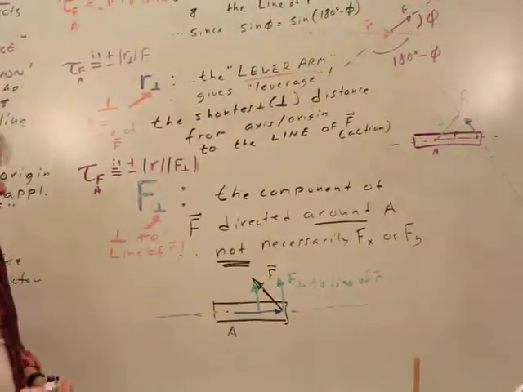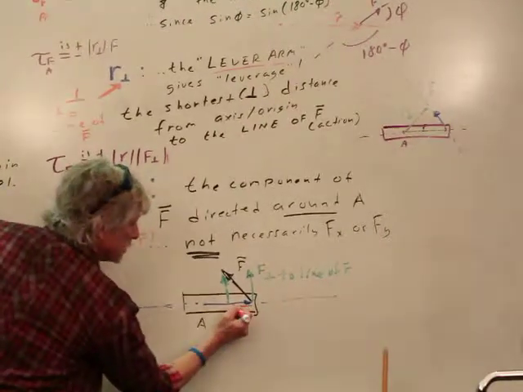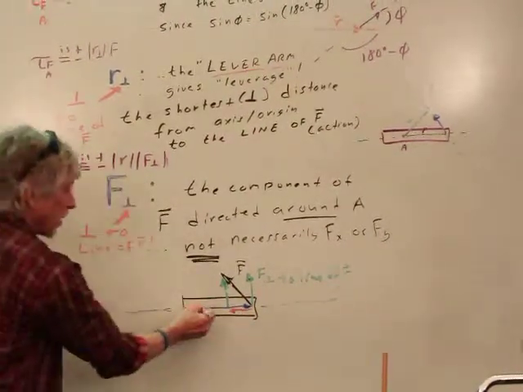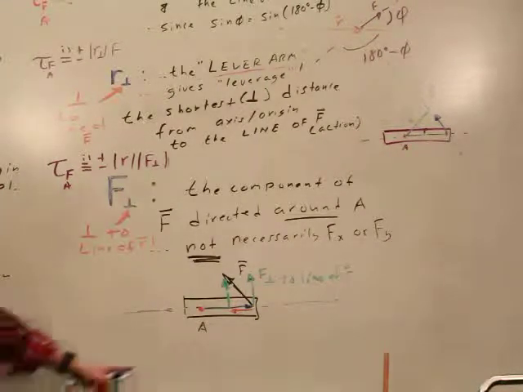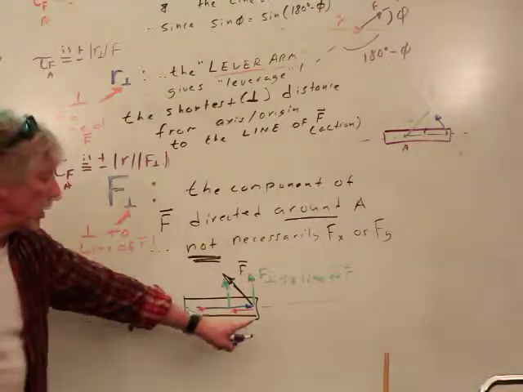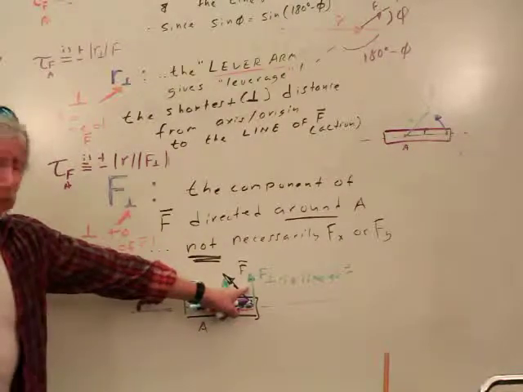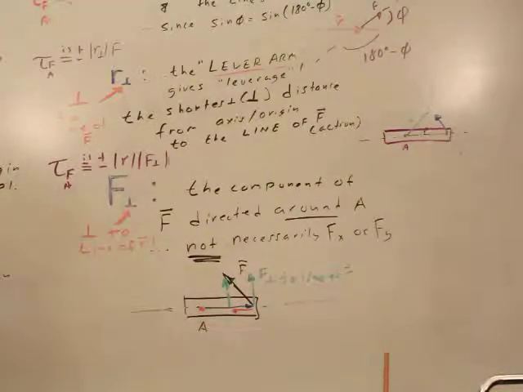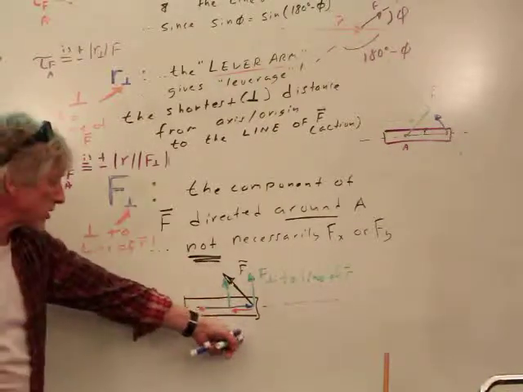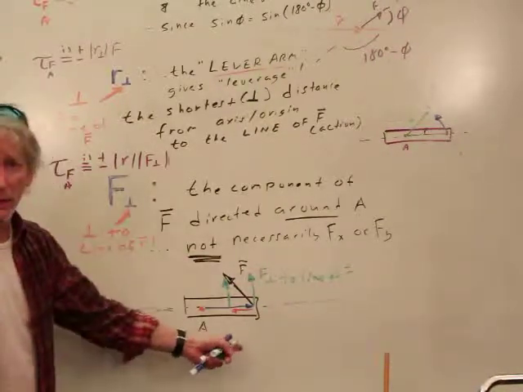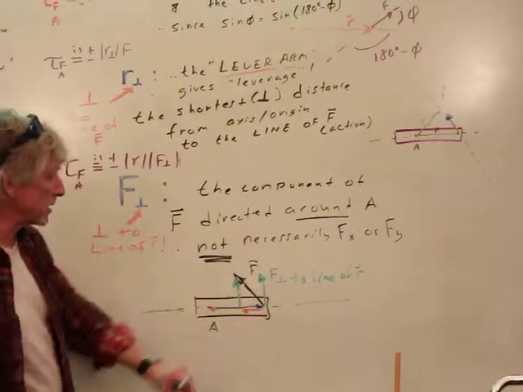The other component would be here, and that simply goes into A and doesn't go around A. That makes no contribution whatsoever to torquing here. This is what contributes to the torque. And so that's a good way to see it. Well, what part of that force is actually, if you want to twist, then push or pull in this direction, and that'll twist or torque it. So that's the only part that matters.